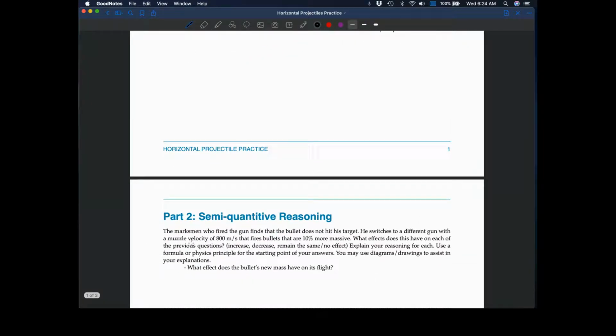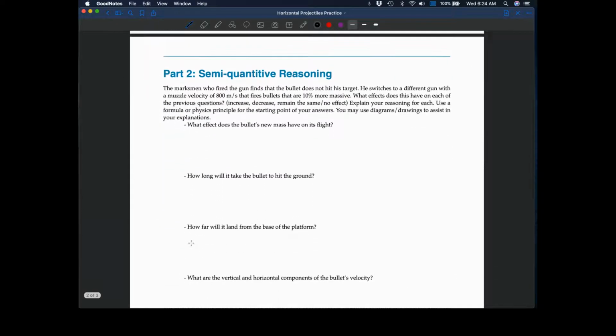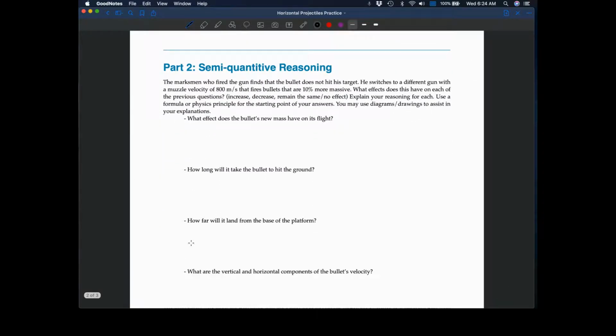So in part 2 about this, we're asked to make estimates and predictions about what will happen. Now we have the same situation. He finds the bullet doesn't hit his target. He switches to a different gun that has a muzzle velocity of 800 meters per second, and the bullets are 10% more massive. Well, that would make sense, that a more powerful gun might shoot bigger bullets.